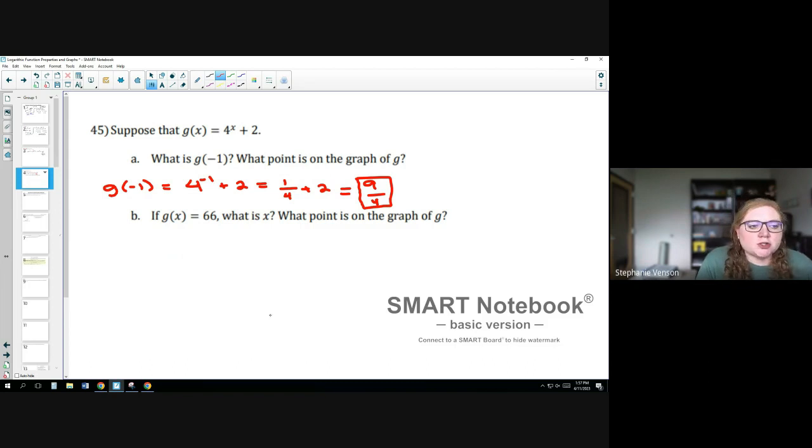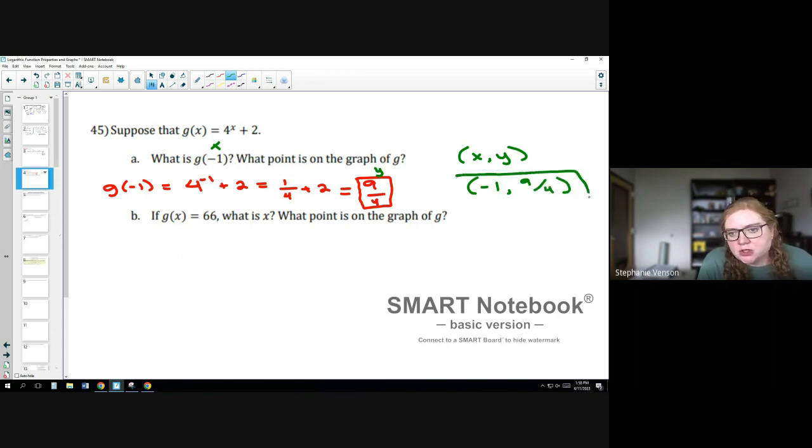So that's the answer to the first question. What is g of -1? 9 over 4. Now the second question says, what point is on the graph of g? Well, what they're wanting you to understand is that what you plug in is your x value, and what you get out is your y value. So a coordinate point has an x value and a y value. What you plugged in was your x, and what you got out was your y. So the point that corresponds to that information is the point -1 comma 9 over 4. So this would be your second answer for part A.